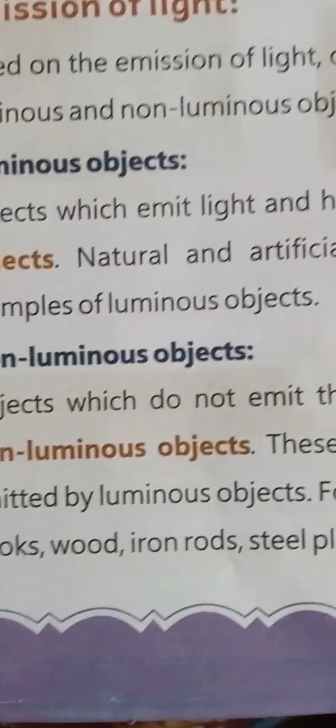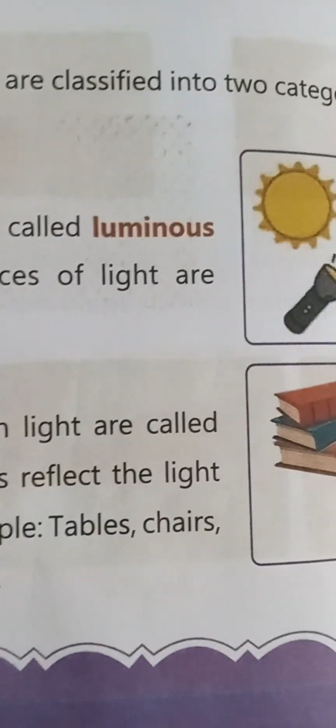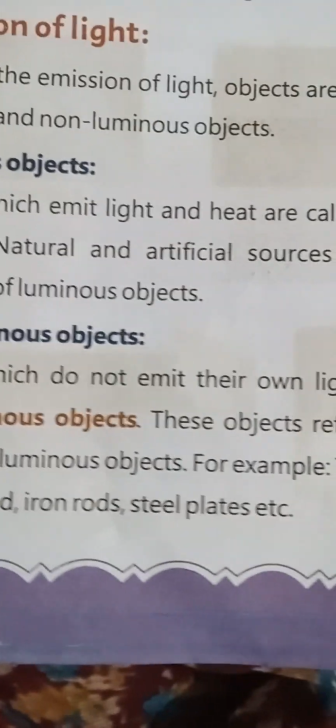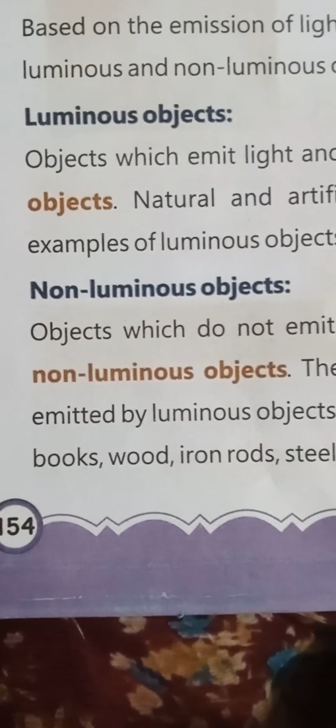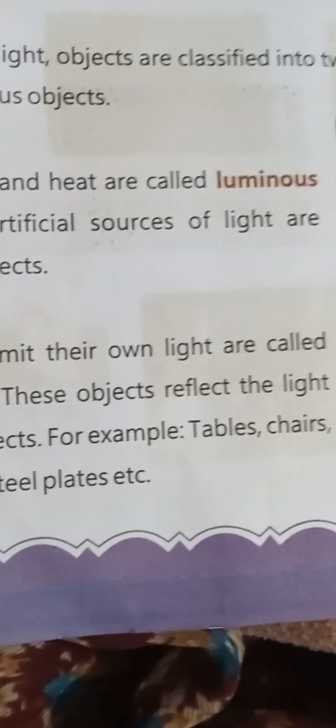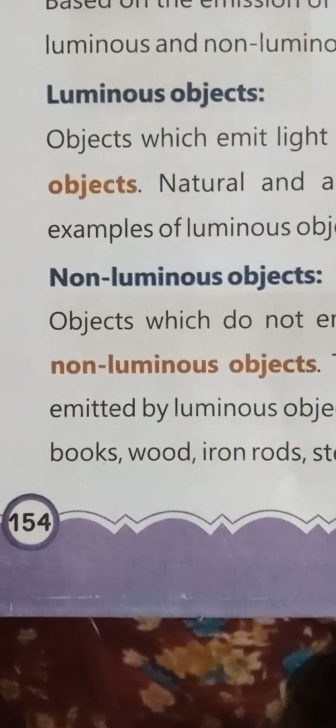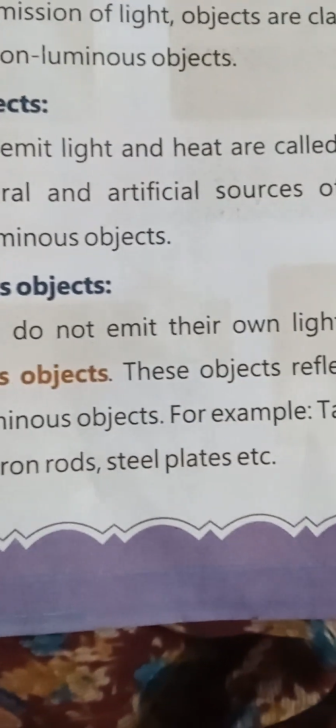Non-luminous objects, which do not emit their own light, are called non-luminous objects. These objects reflect the light emitted by luminous objects. For example, tables, chairs, books, wood, iron rods, steel, plastic, etc.